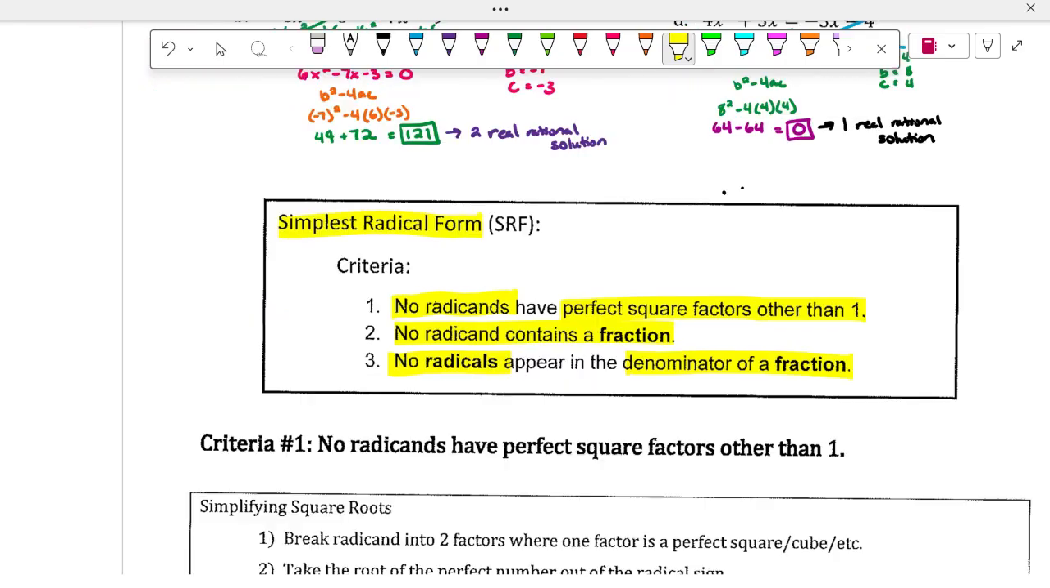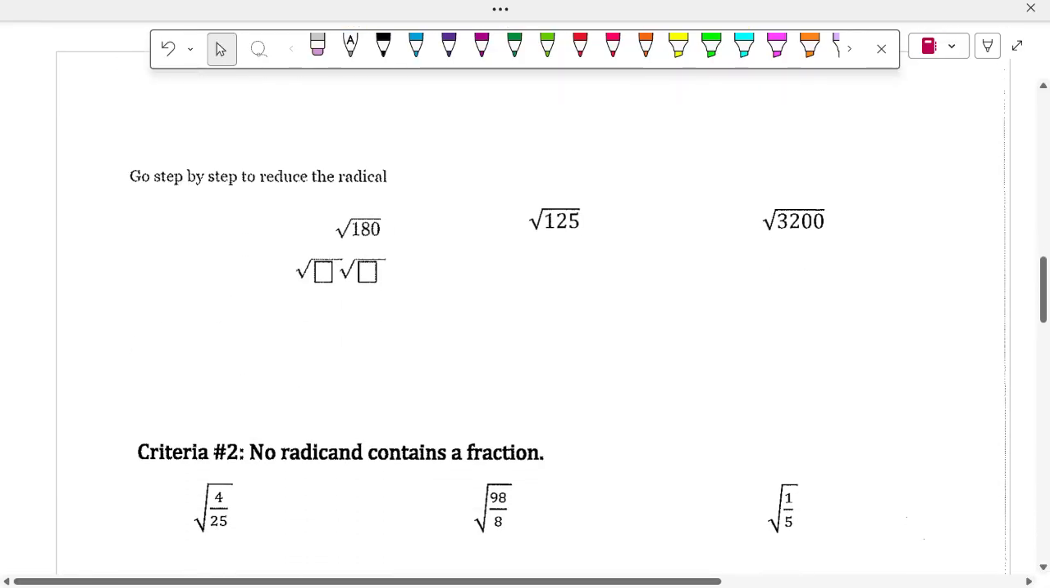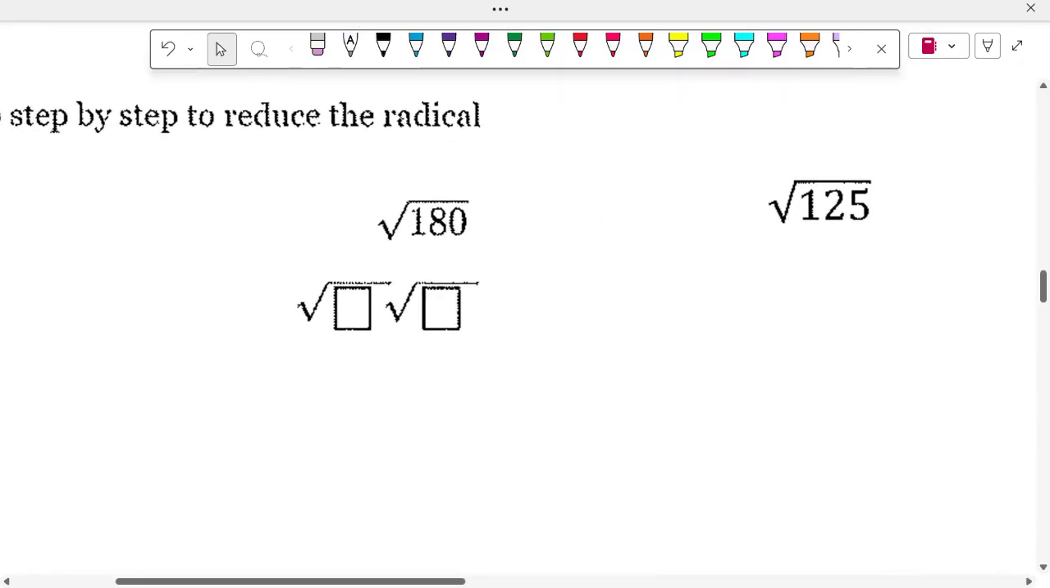All right, so let's do some review here. So look at the next page. How would I break down the square root of 180? So what am I looking for? How do I simplify the square root of 180? What's my first step? Right. Find two factors of 180 where one's a perfect square. Now, what happens if you have multiple perfect squares that work? You pick the highest one.